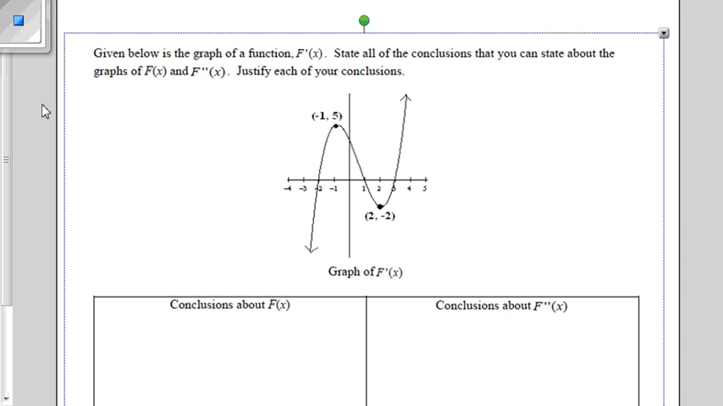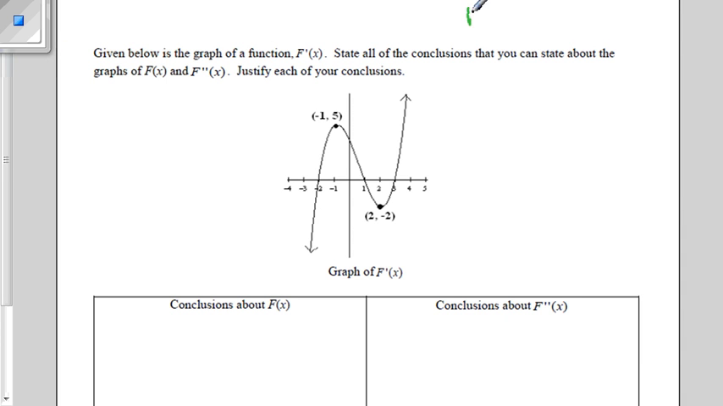Unit 4, Day 35 Notes for Calculus. This is Part 2. Very similar concept, except now we're given the graph of the derivative, and we want to make conclusions about the original function and about the second derivative. So let's do that.